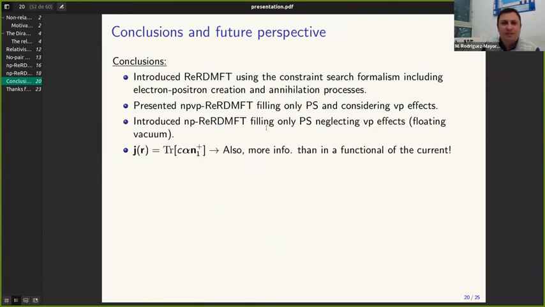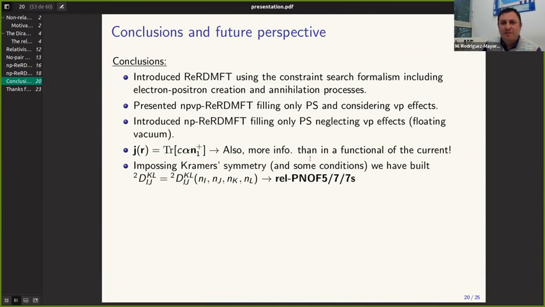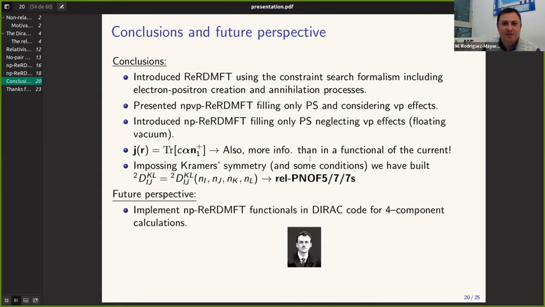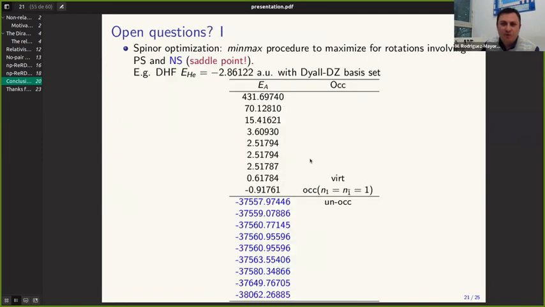It's worth telling that actually the current can be written as an explicit functional of the 1RDM, which means that a functional of the 1RDM contains more information than a functional of the current. Then imposing Kramers symmetry and some other conditions, we have built the first relativistic versions of some functional approximations. And as a future perspective, I'm trying to implement this in DIRAC code. Some open questions are now on the list.